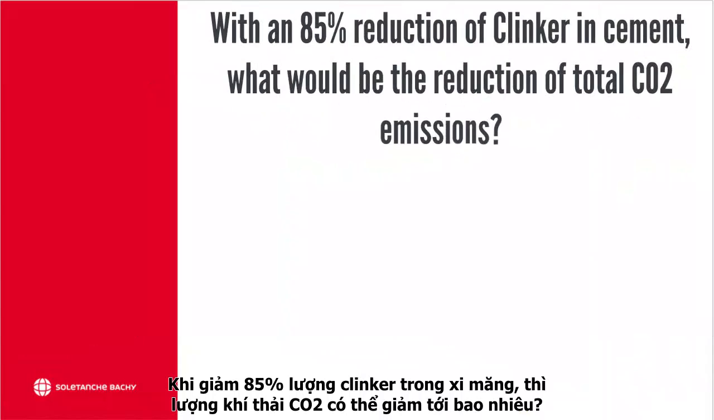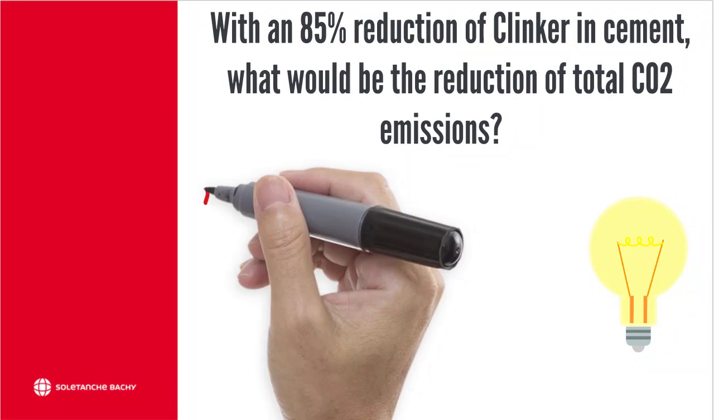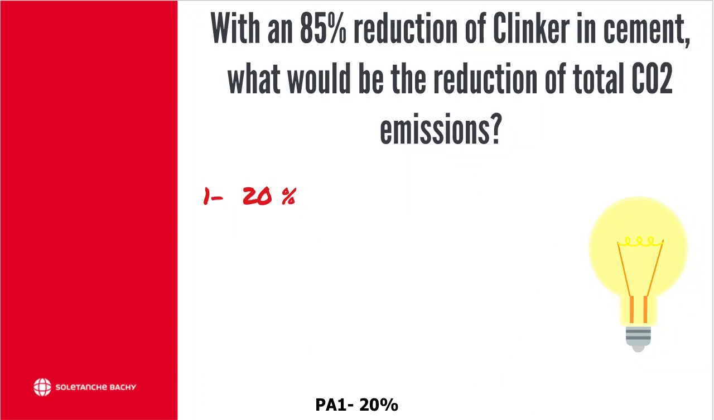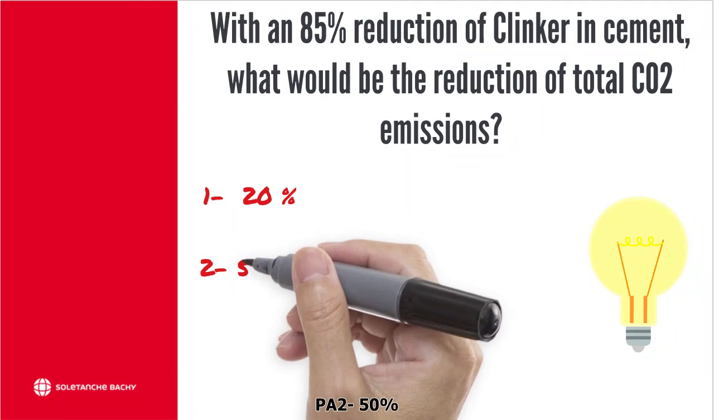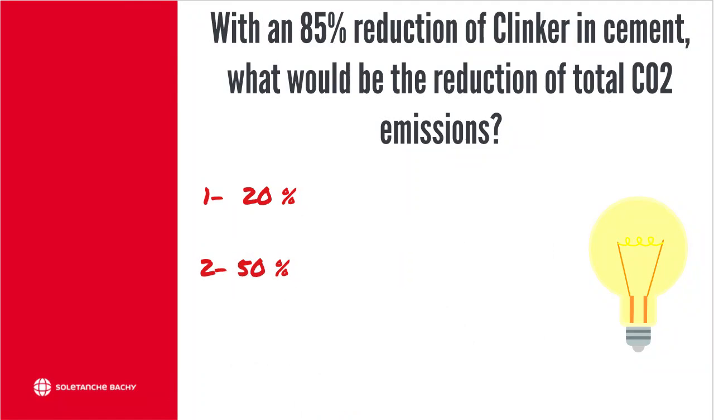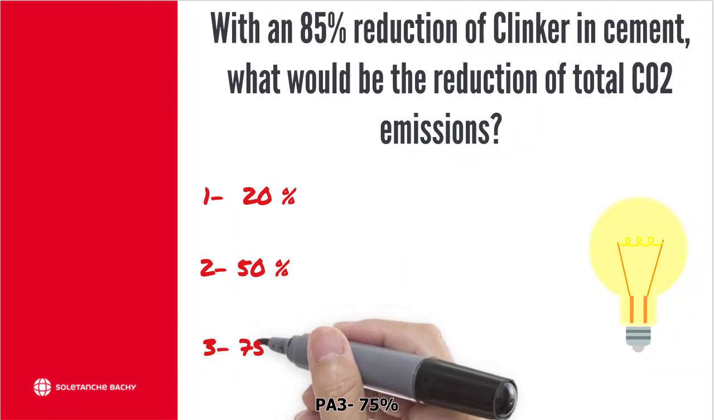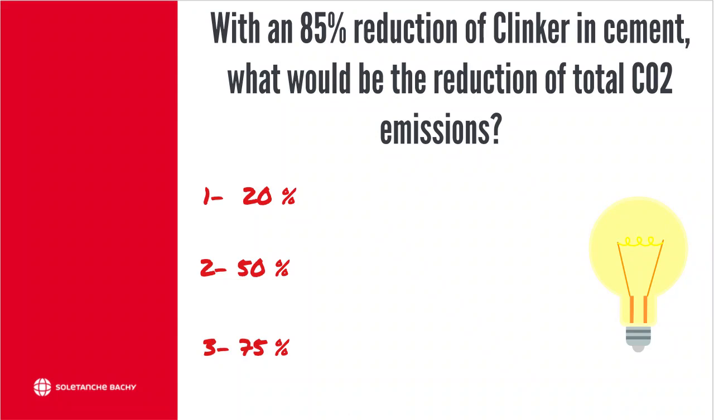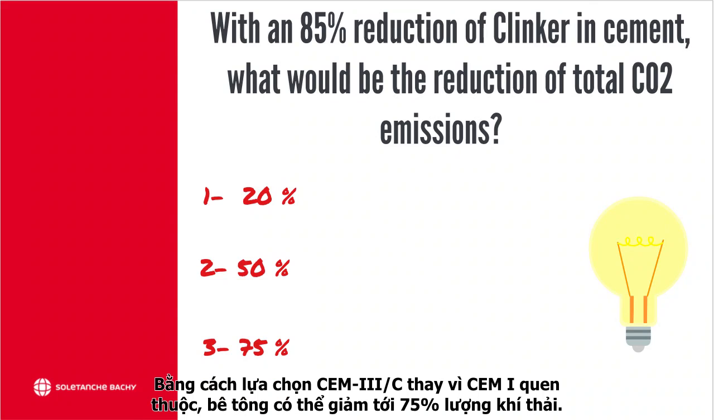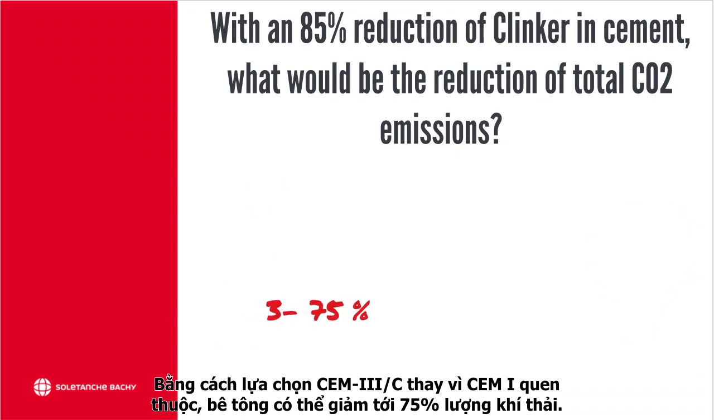With an 85% reduction of clinker in cement, what would be the reduction of total CO2 emissions? Option 1. 20%. Option 2. 50%. Option 3. 75%. By choosing CEM3 Type C instead of conventional CEM1 Portland, concrete-related emissions would be reduced by 75%.